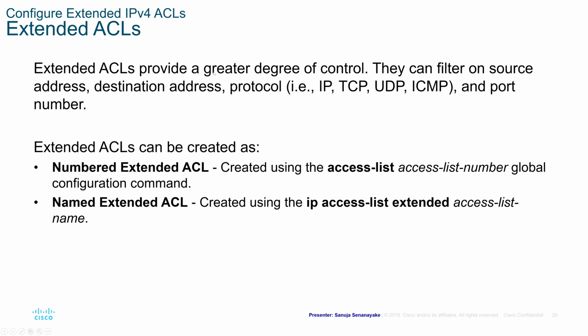The difference is that the extended ACL, compared to the standard ACL, has a greater degree of control because it can filter on source address, destination IP address, protocol, and port number. That means basically it can operate even at layer 4. Extended ACLs can be created as numbered extended ACLs, which are created using the access-list command with the access list number in global configuration, and as named extended ACLs, which are created using the ip access-list extended command with the access list name as an option. So these are two ways to create extended ACLs.